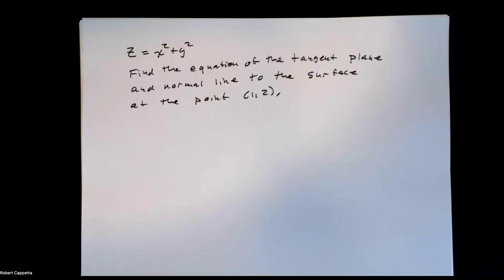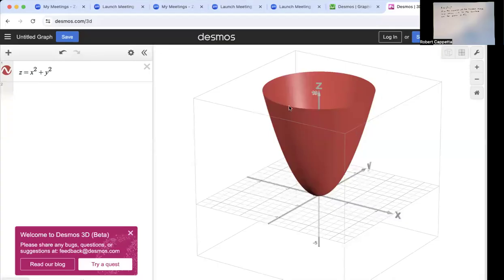So here's our goal. We have z equals x squared plus y squared, and we want to find the equation of the tangent plane and normal line to that surface at the point 1, 2. Now, do we know what z equals x squared plus y squared looks like? So here is that paraboloid. That's what it looks like. And we can find the point 1, 2, 5. That will be the point on the paraboloid.